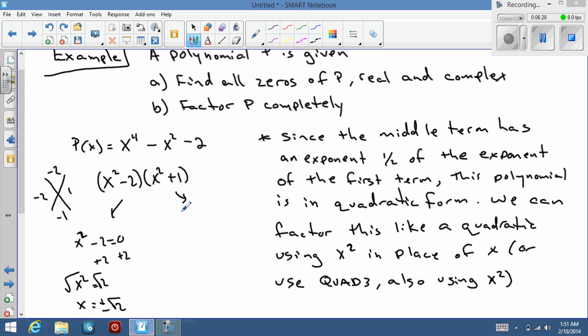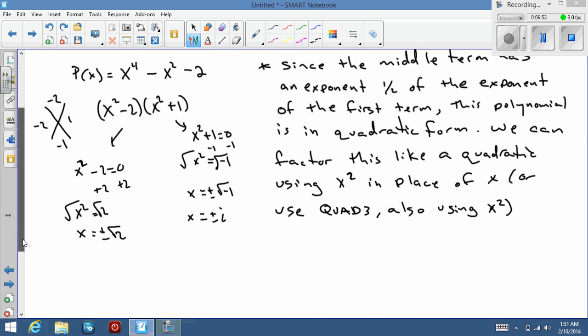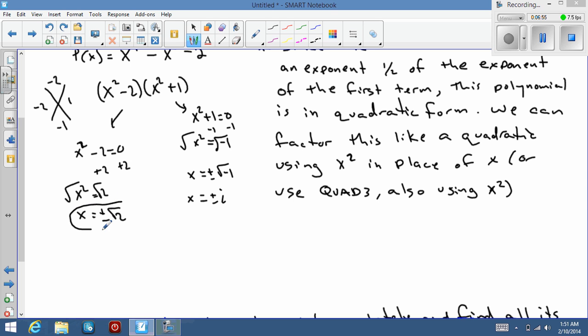Now for x squared plus 1, I set that equal to 0, and I get x squared equals -1, subtracting 1. I take the square root of both sides, and I get x equals positive and negative square root of -1, which is positive and negative i. So these are my zeros. I have x equals positive and negative square root of 2, and I have x equals positive and negative i. So those are my answers for part A.